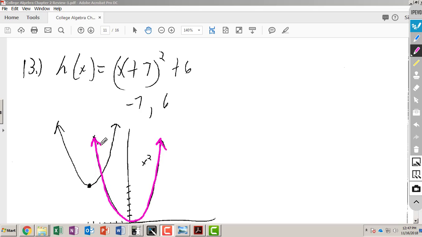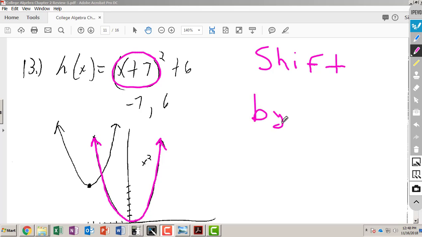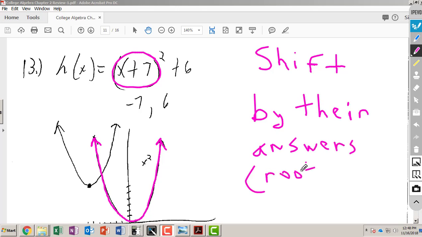Okay, now it's going to go ahead and move. So remember this first equation: everything shifts by the answers. Remember, graphs are going to shift by their roots, by their answers. Because they shift by their answers, which is also known as their roots, you have to remember that when you're doing this problem.